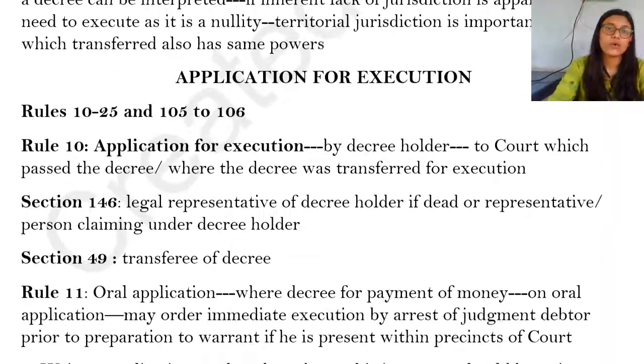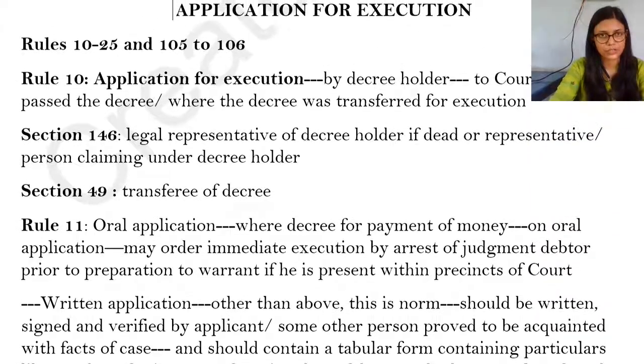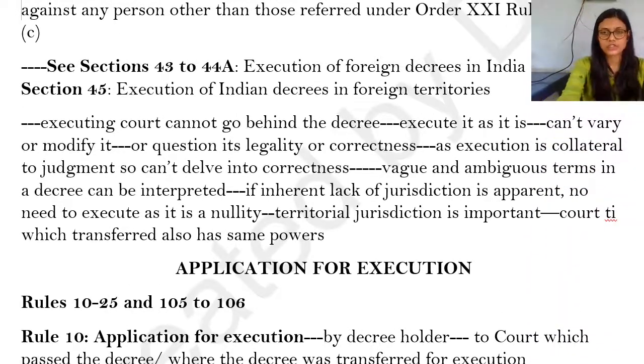Now let's move on forward to application for execution. Now we have understood which court is capable of executing a decree. Obviously the court will not directly jump into executing a decree. You will obviously require an application by somebody that please execute this decree that has been passed. And this particular portion, that application which will be presented by the DH, is covered under rules 10 to 25 and 105 and 106 of Order 21.